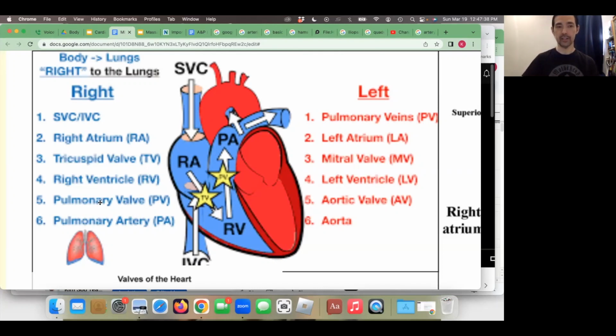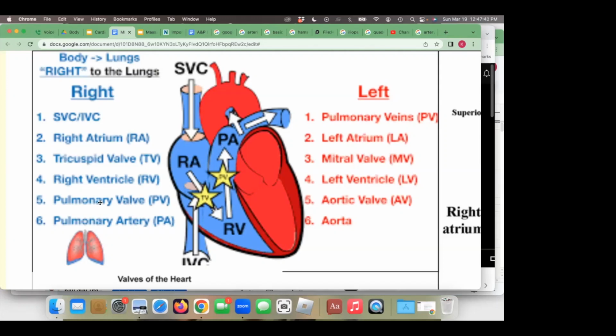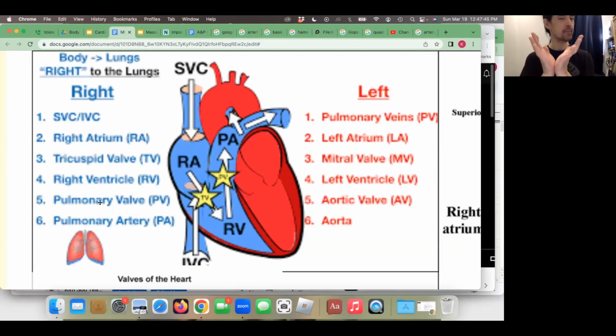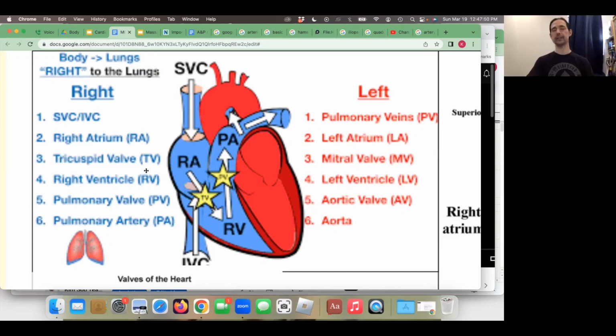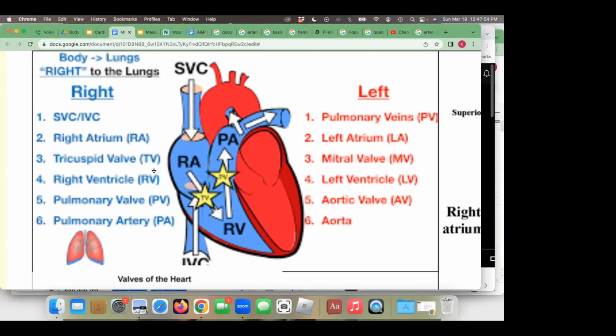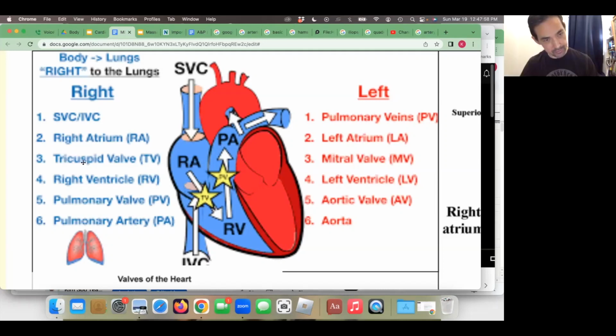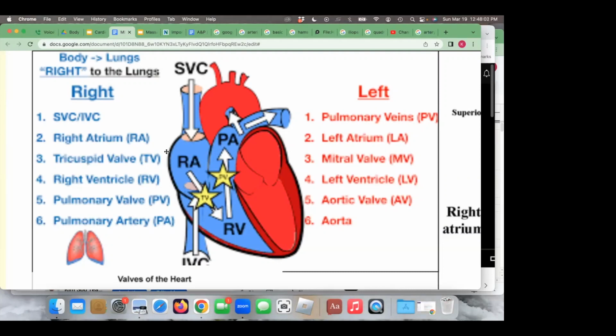So which one is on top, the atrium or the ventricle? And which one is on the bottom? The ventricle, good. What's the name of the valve between them, between the atrium and the ventricle, right here on the screen? Tricuspid. Tricuspid valve. That's right.